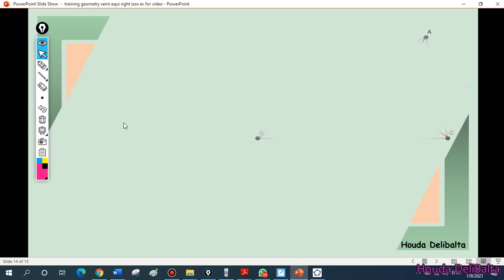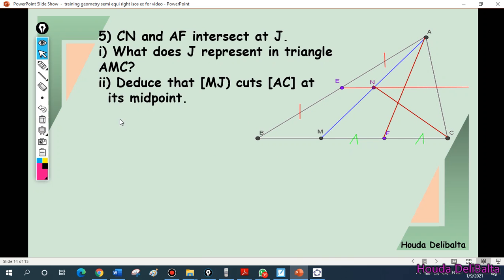In part 5, we have to join CN and AF. And these 2 segments intersect here at a point called J. What does J represent in triangle AMC? So don't forget that N is the midpoint of AM. Thus, CN is a median relative to AM.